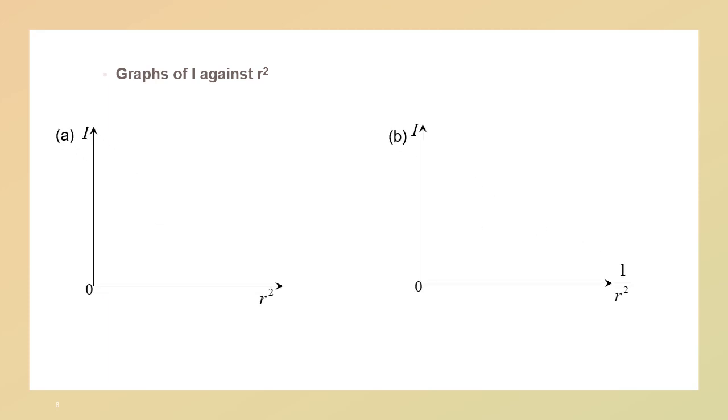Seterusnya kita nak tengok graph untuk intensity dan R. Ada dua graph. Pertama adalah graph I against R squared. Yang kedua adalah graph I against 1 over R squared. Graph I against R squared bentuk lengkung, inversely proportional, dan graph untuk I against 1 over R squared adalah straight line graph.